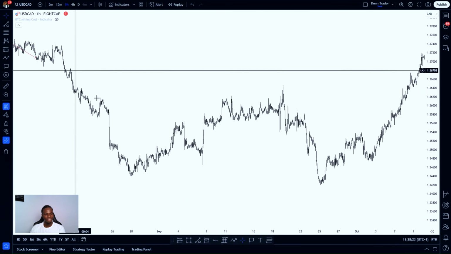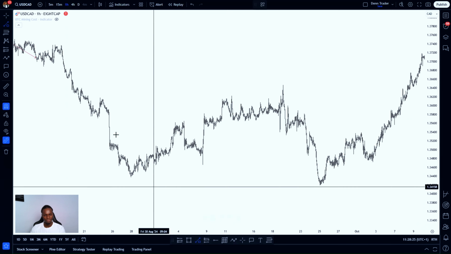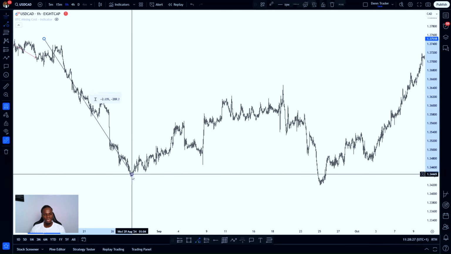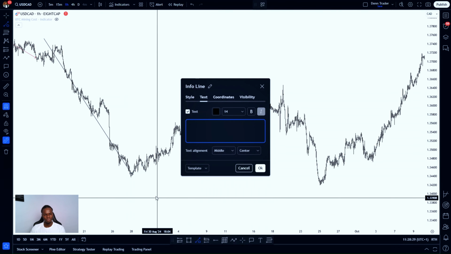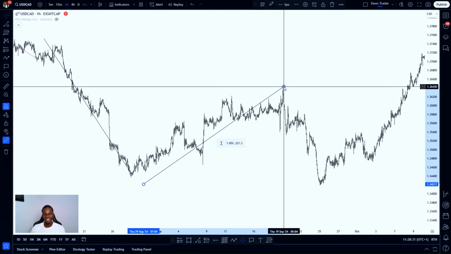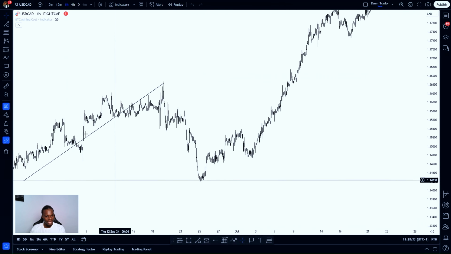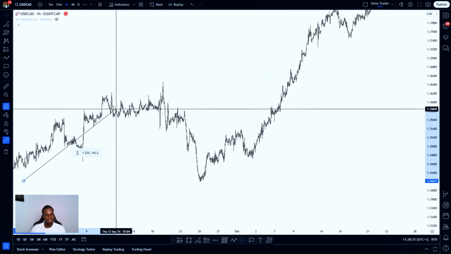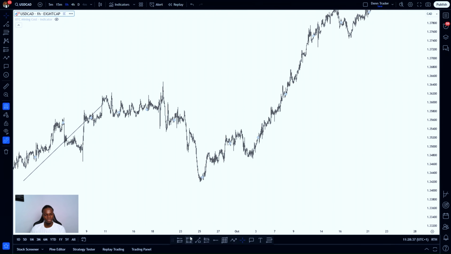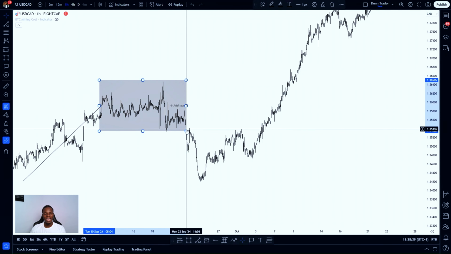First, we have the downtrend. One sec, I'll just move it. First, we have the downtrend. Then we have uptrend, up to this zone, which is somewhere here. Then we have consolidation. See, it's literally how the market moves.